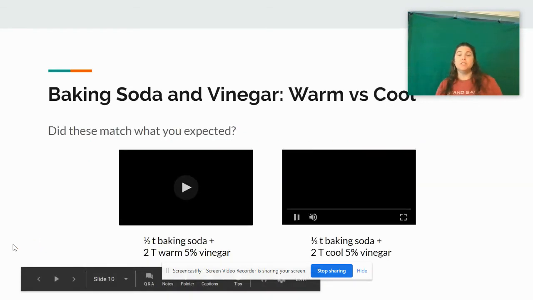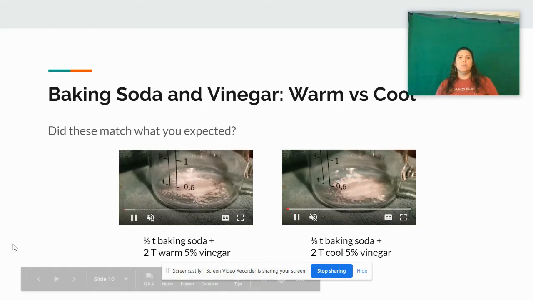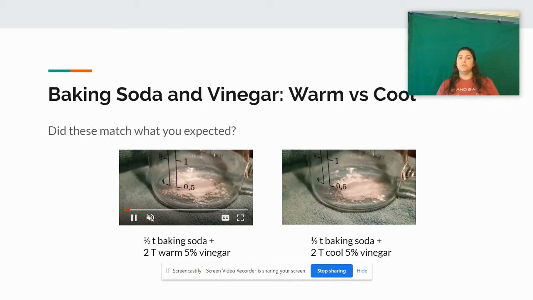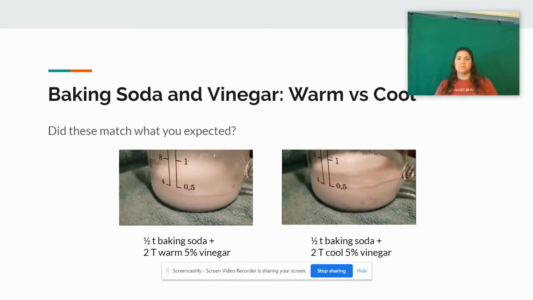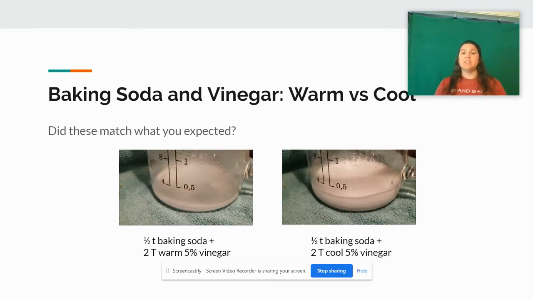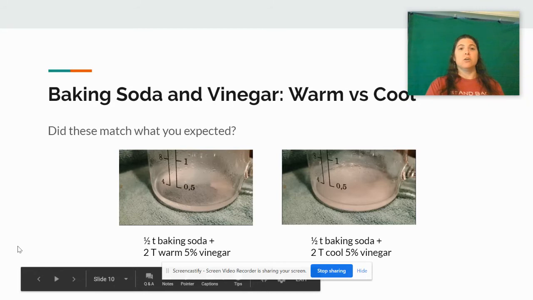Okay, so our first experiment, looking at the warm vinegar versus the cool vinegar. Let's see what happens. Okay, in the warm vinegar, we see that the bubbling up happens much more quickly and then settles down again. And then in the cool vinegar, it bubbles up to almost the same height, but the bubbles appear smaller, and you also end up with the reaction going on a little bit longer.